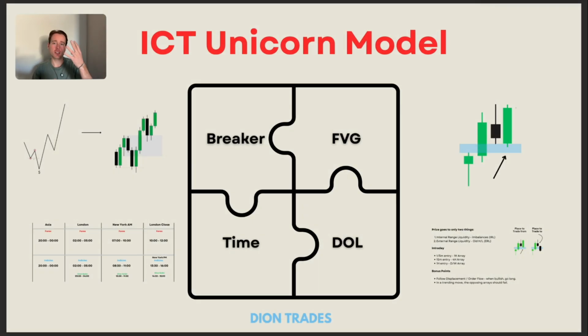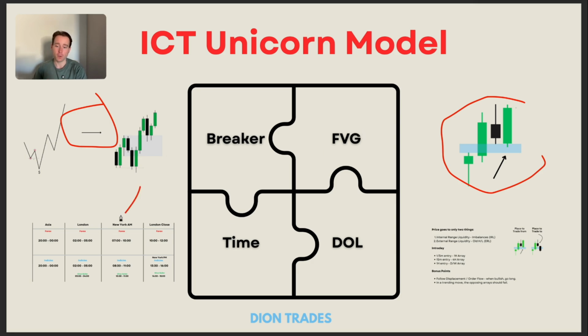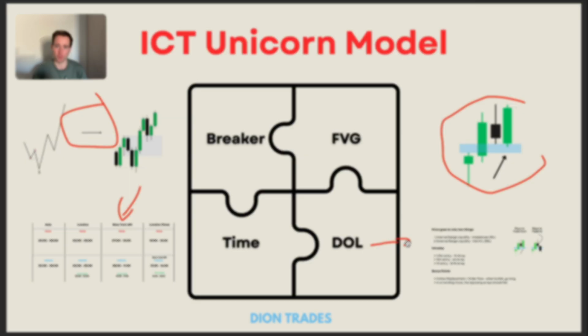4 puzzle pieces to get a high probability ICT unicorn model. You now know what a breaker is. You now know what a fair value gap is. And the overlapping part is the unicorn model. If you combine that with time, with the kill zones, and you're finding your higher time frame draw on liquidity, you have a very high probability entry model on your hands, which you can use to get funded, get payouts, and get profitable.